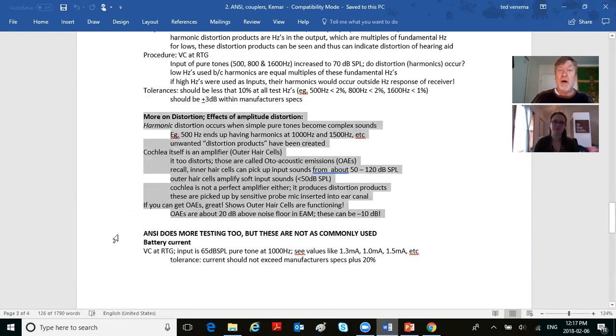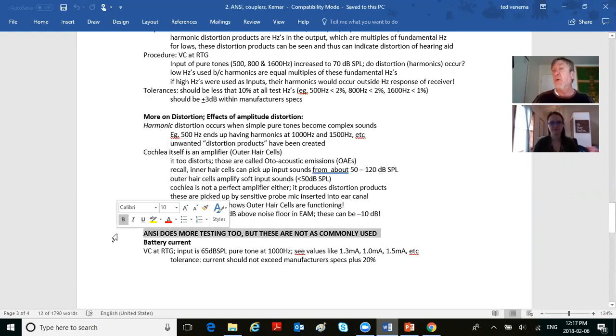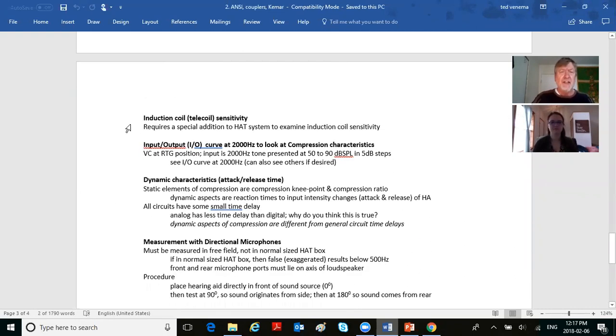Because if you look at the bottom of your page, ANSI does more testing too, but not everybody does this. It tests the battery current. You can test the induction coil sensitivity, the T-coil. You can test the input-output function at 2,000 hertz to talk about its compression. You can talk about the quickness of its compression, the attack and release times. You can talk about the directional microphone. It'll do all kinds of things.